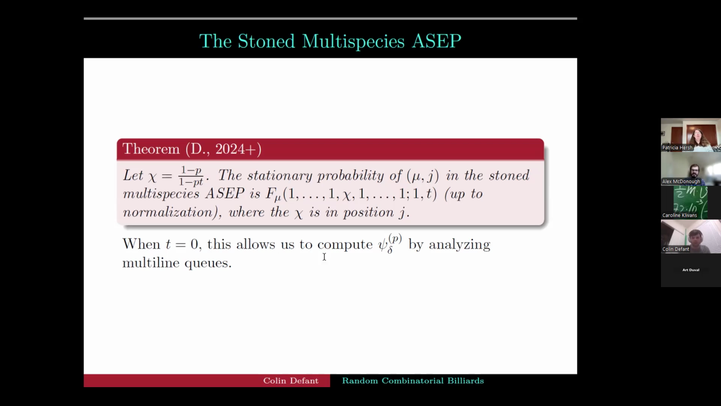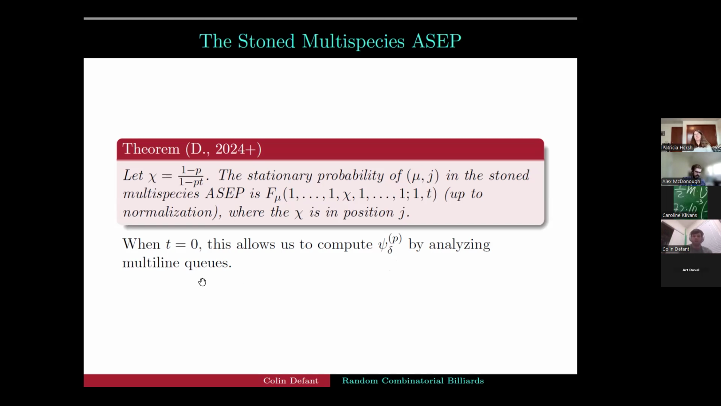And in the case when t is 0, this is what allows me to get this formula for the vector psi delta p from before. Because in the case when t is 0, this stone multi-species ASEP is really what I get by projecting the affine Grassmannian reduced random billiard trajectory to the torus. So I can understand that by understanding this stationary distribution here. Except I also have to analyze these multi-line Qs. I didn't define these, but there's some analysis that you have to do with these multi-line Qs.